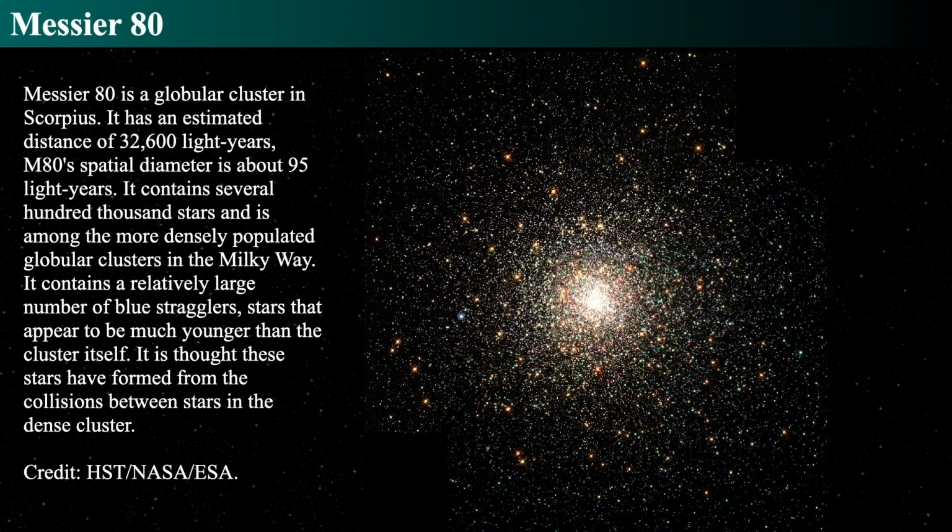And here's an interesting globular cluster, M80 in Scorpius, about 30,000 light years away and about 100 light years in diameter. What's interesting about this one is it has a lot of blue stragglers, meaning the cluster itself is so incredibly dense that stars can actually collide. When they collide, that makes them more massive, which makes them bluer and hotter.